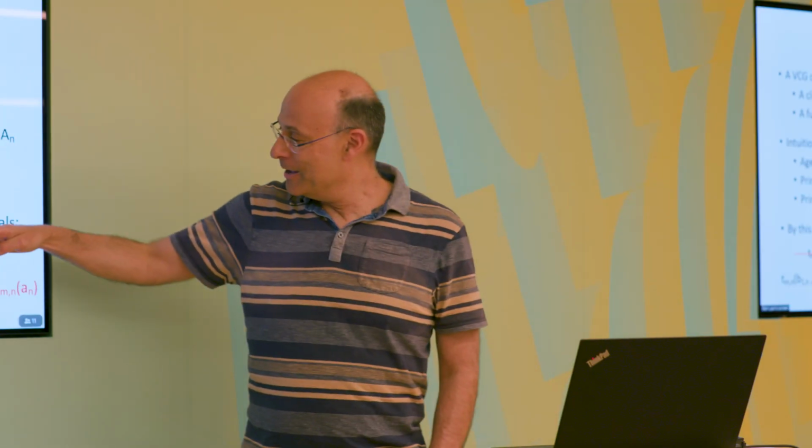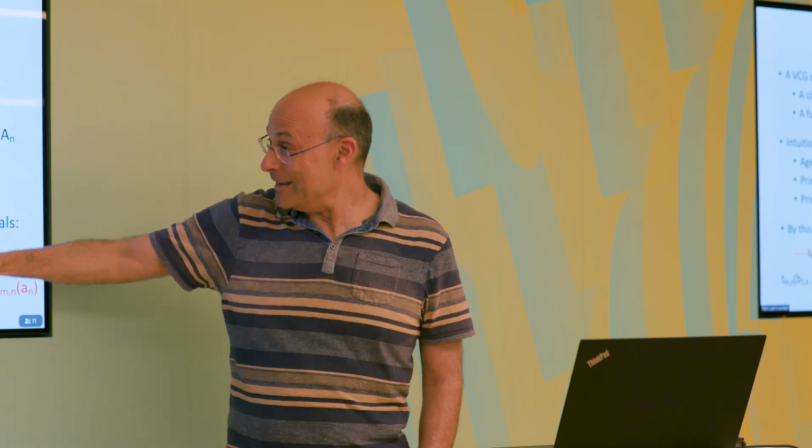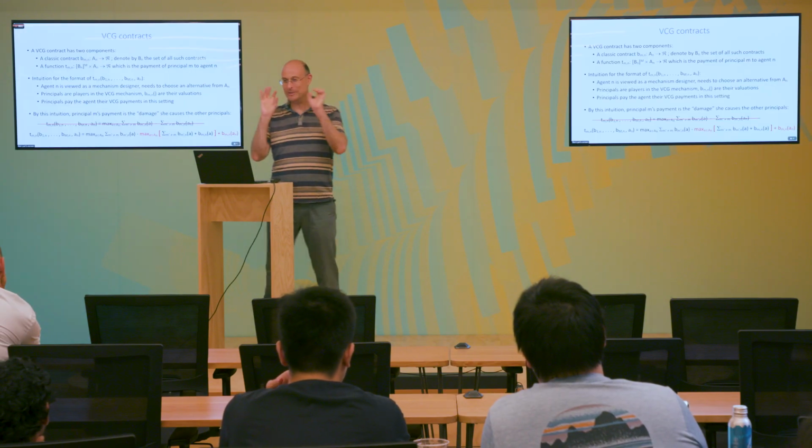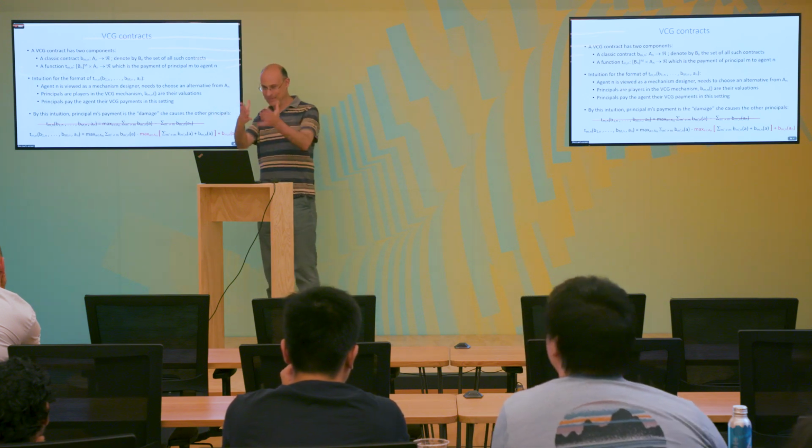So this is a formula that is related to the VCG payment. It's not the VCG payment. If A equals AN, they're the same. Exactly. So I have two types of intuition to offer you. The first one is a short one. That's exactly what you just said.